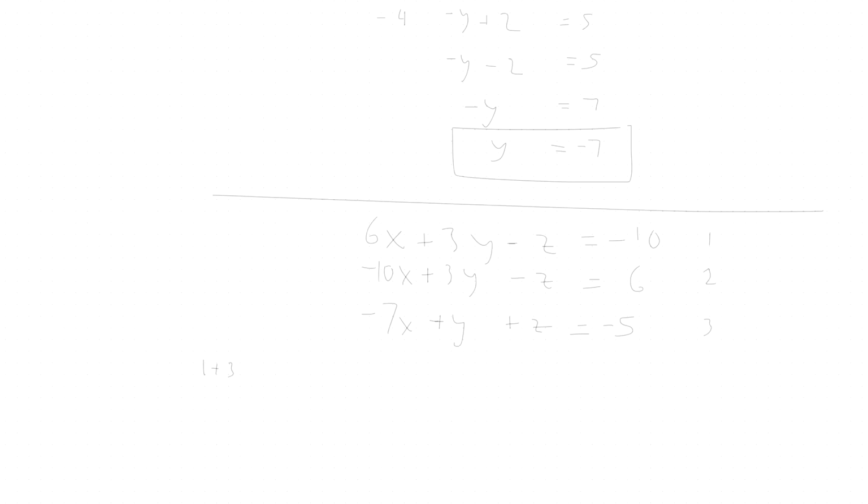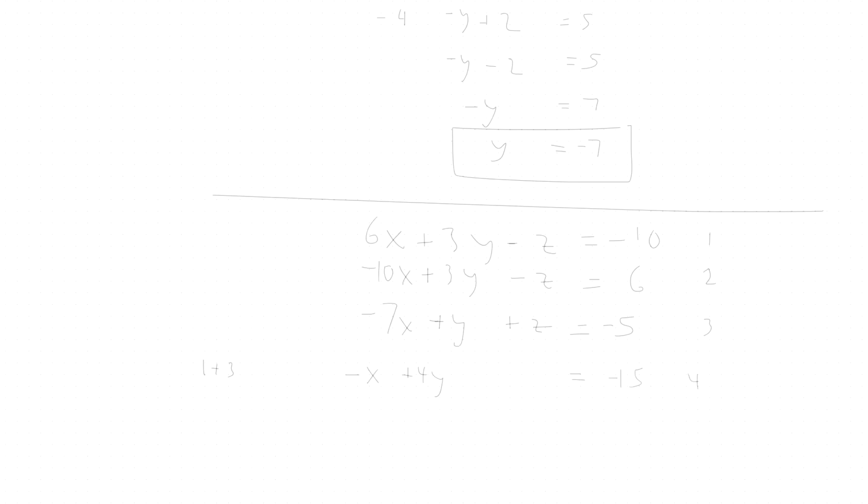Would that be 13x? No. 6 plus -7 would be -1. So negative x. What's 3y plus y? That's 4y. And then the z's cancel out. What's -10 plus -5? -15. Yeah. So that's equation 4.